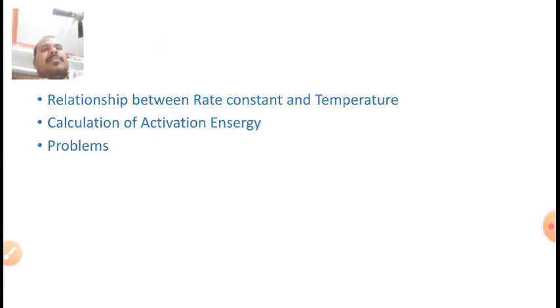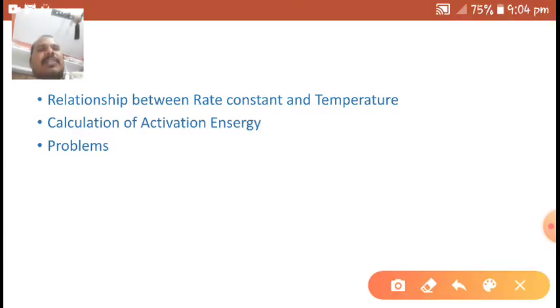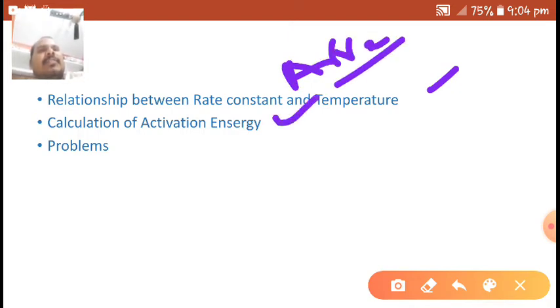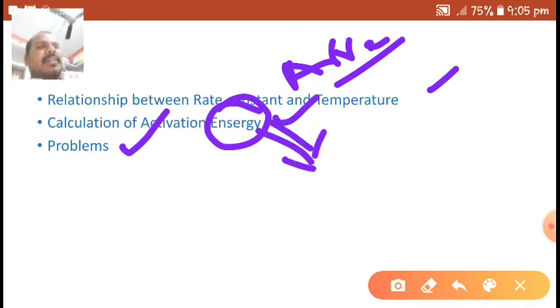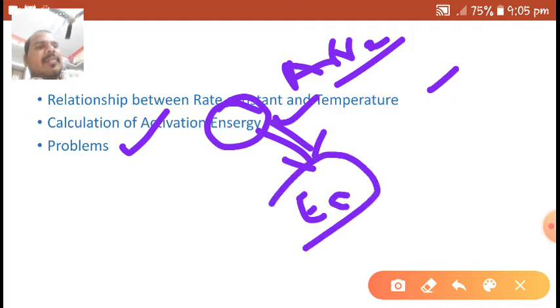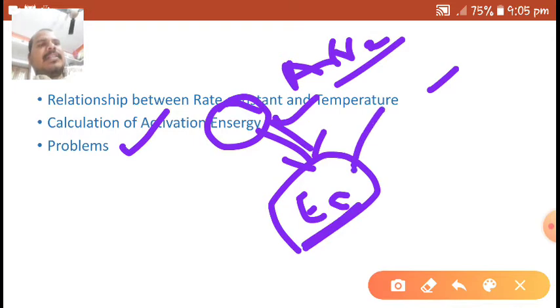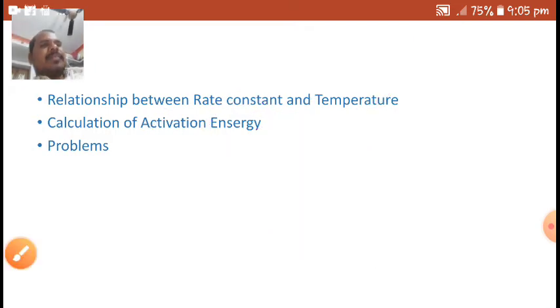So in this lecture I am going to discuss the relationship, that is the Arrhenius equation, and the calculation of activation energy, and some problems based on the Arrhenius equation and calculation of activation energy EA. This activation energy can be calculated from the Arrhenius equation.